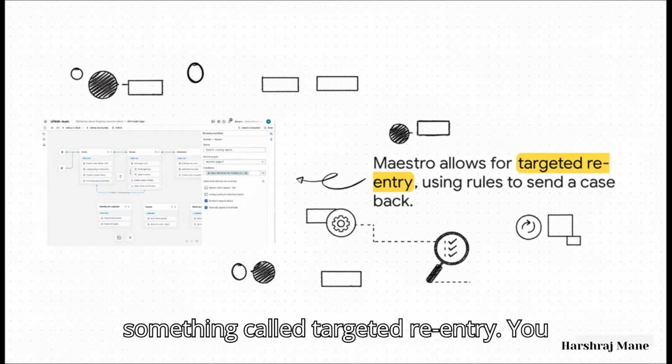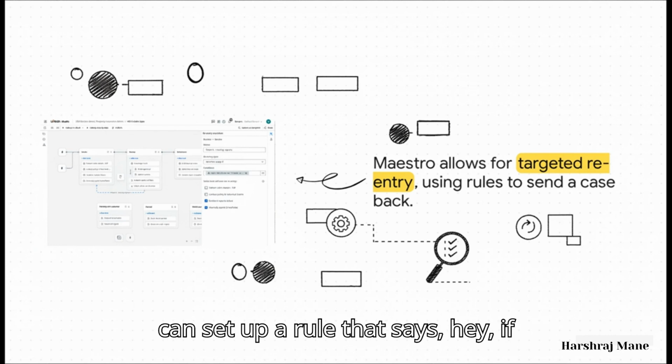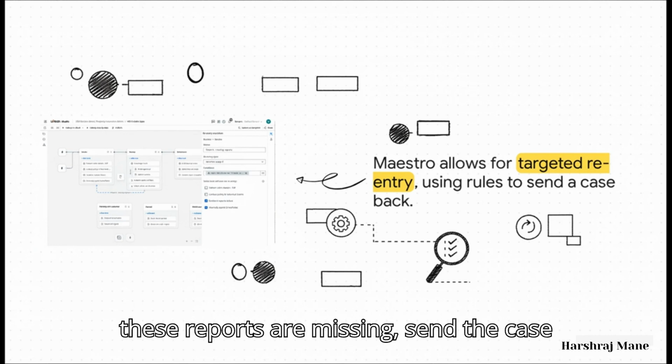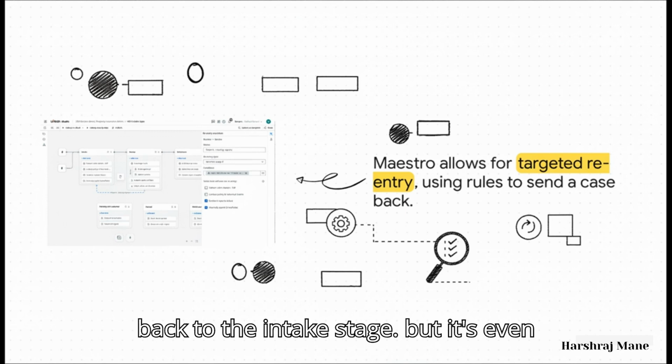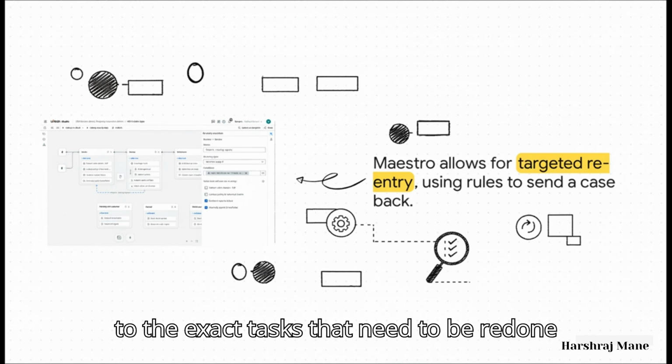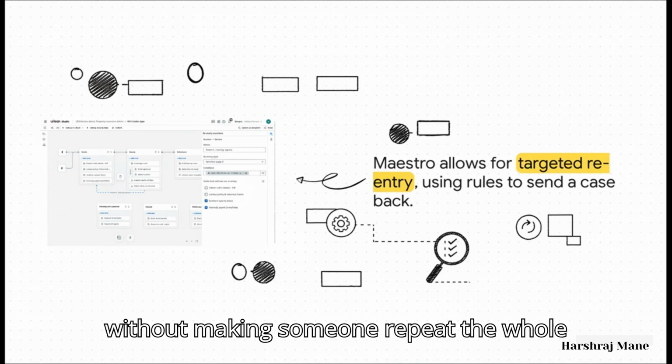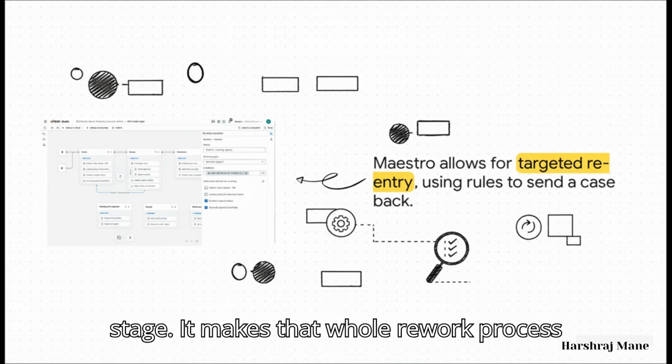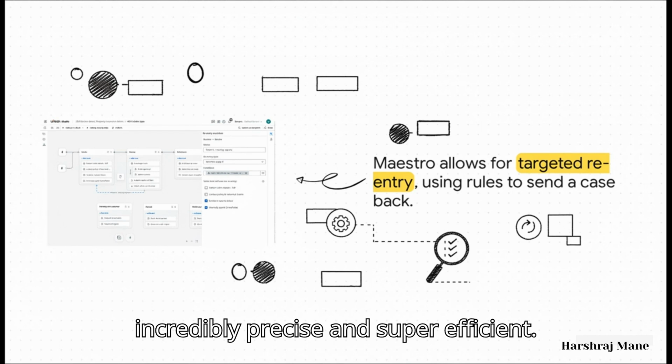Maestro lets you do something called targeted re-entry. You can set up a rule that says, hey, if these reports are missing, send the case back to the intake stage. But it's even smarter than that. You can send it back to the exact tasks that need to be redone without making someone repeat the whole stage. It makes that whole rework process incredibly precise and super efficient.